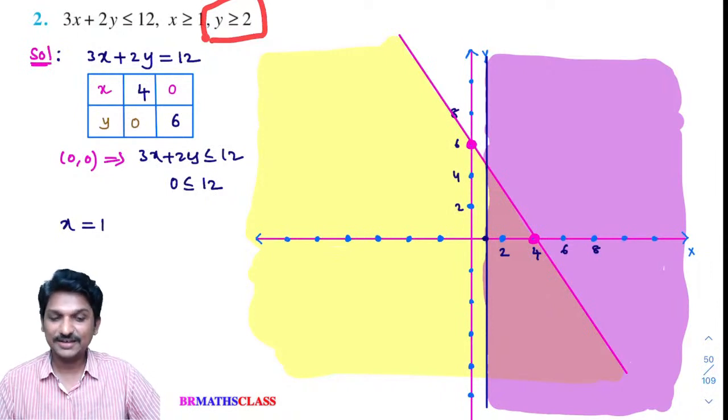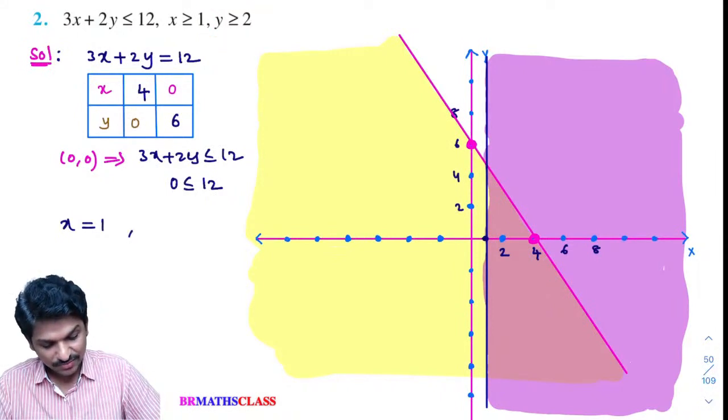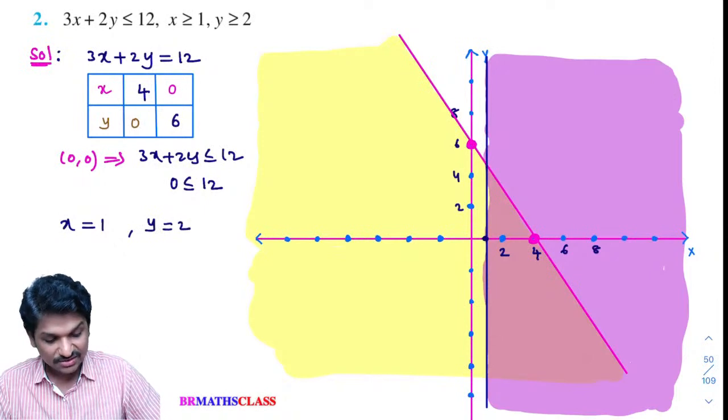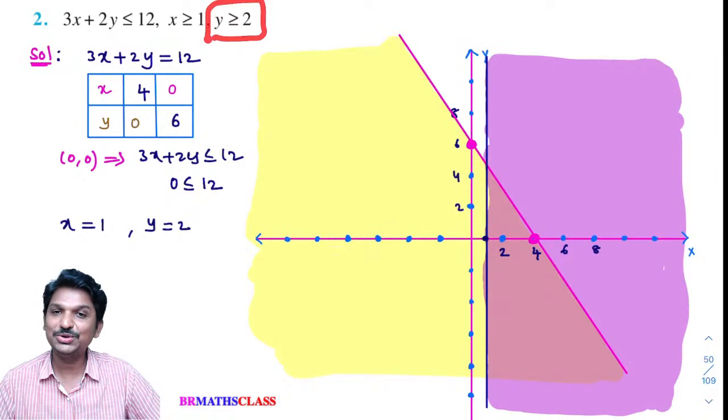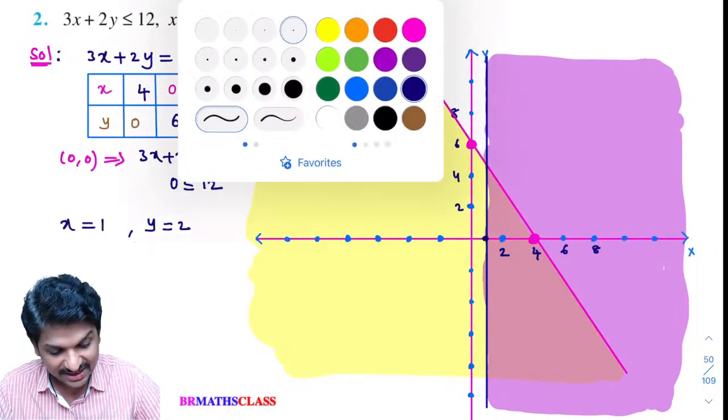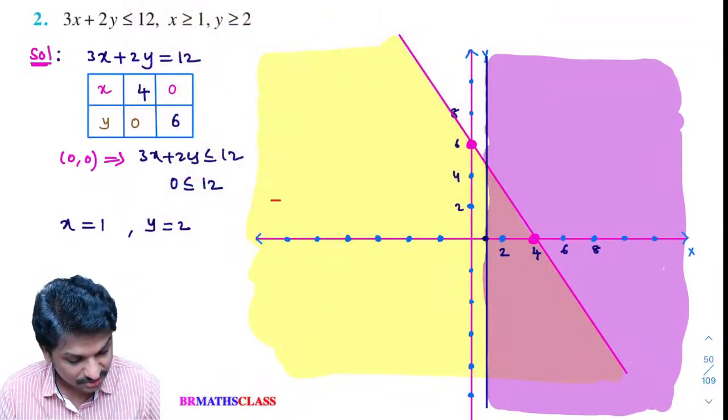Okay, y equal to 2. What is y equal to k? y equal to k is a straight line which is parallel to the x axis. So here y equal to 2 is there. You draw a line parallel to the x axis at y equal to 2. So where will you get that line? You will get the line here.